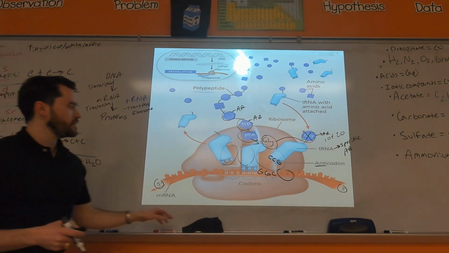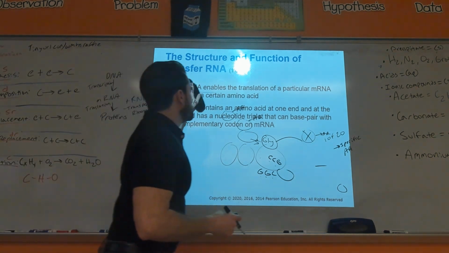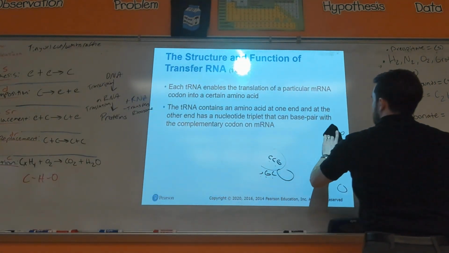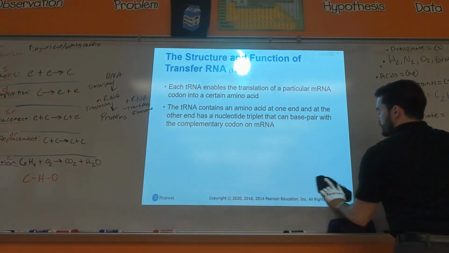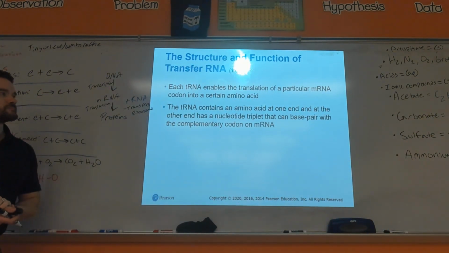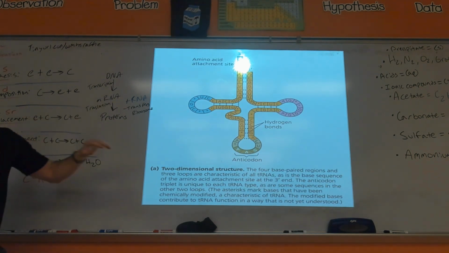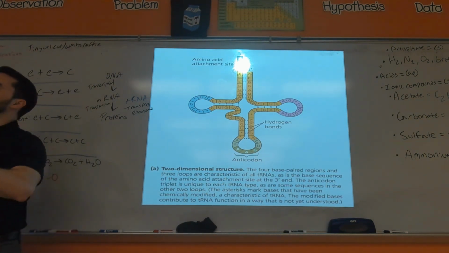Okay. All right. Make sure I said everything here. So again, each tRNA goes with a certain amino acid. Okay. Complementary base pairing. Let's talk about the structure of a tRNA. The structure of it's kind of interesting.